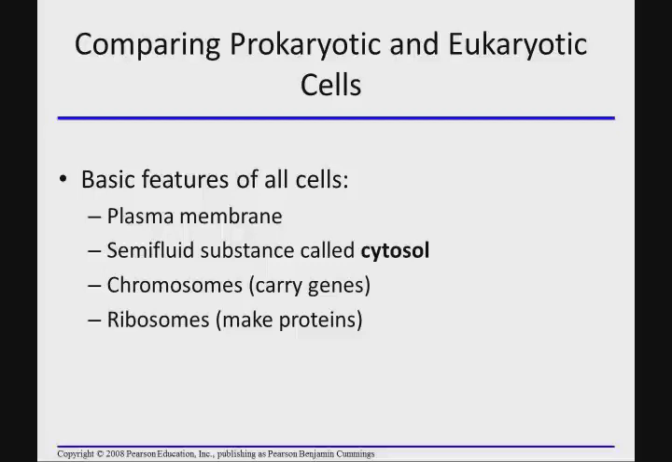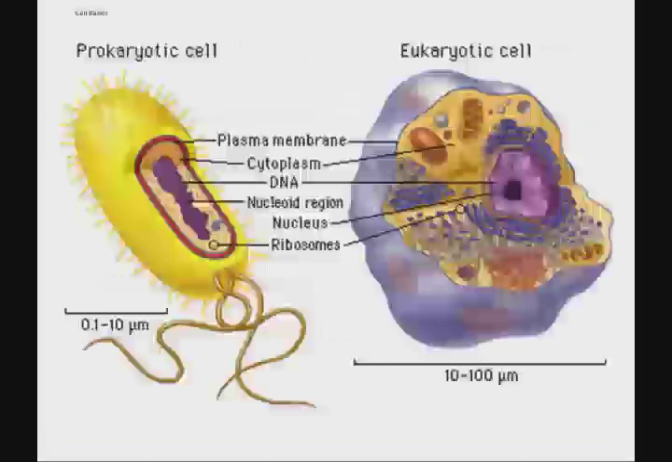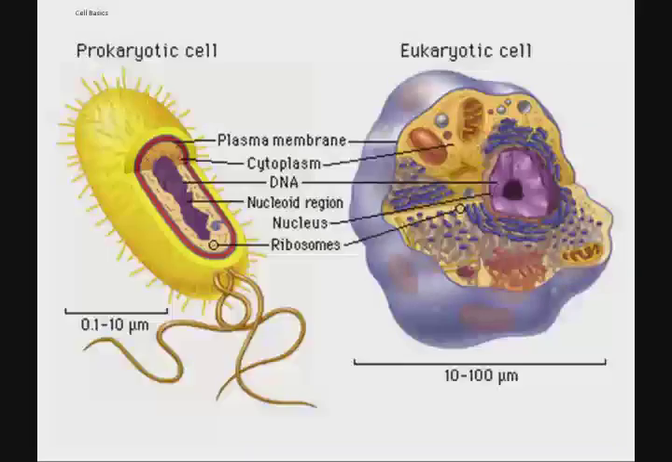All cells have at least 1 chromosome, and that chromosome is going to be made of DNA. It carries the information to make proteins that drive the life of that cell. And then ribosomes are found in all cells, and these are the site of protein synthesis. We will go over these in greater detail later. This is our overview. If we look at these 2 kinds of cells, these are not drawn to scale. You can see the scale here.